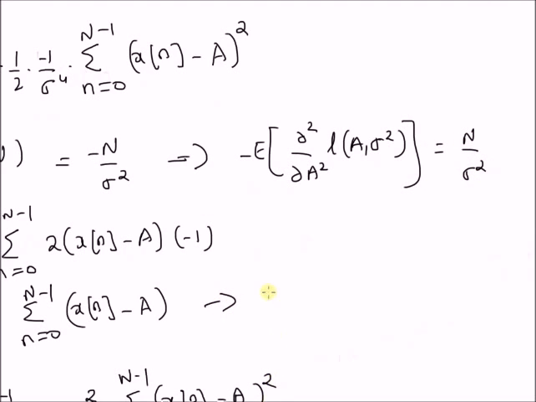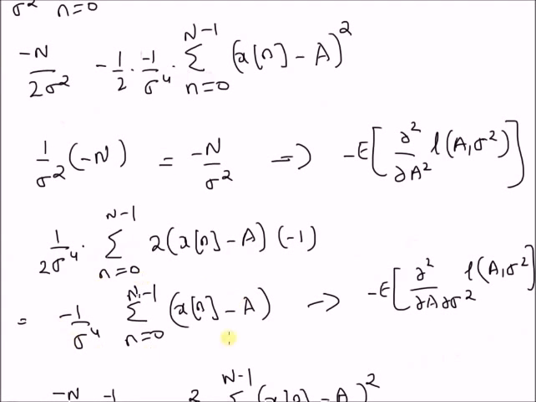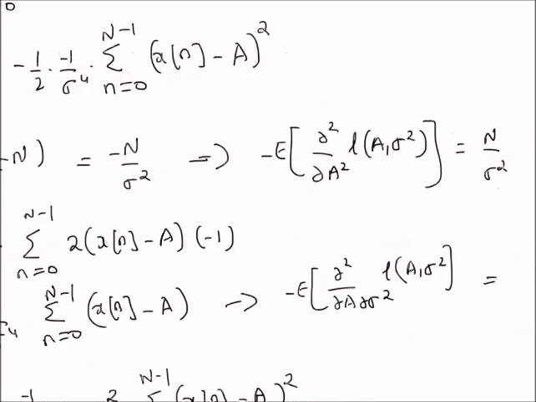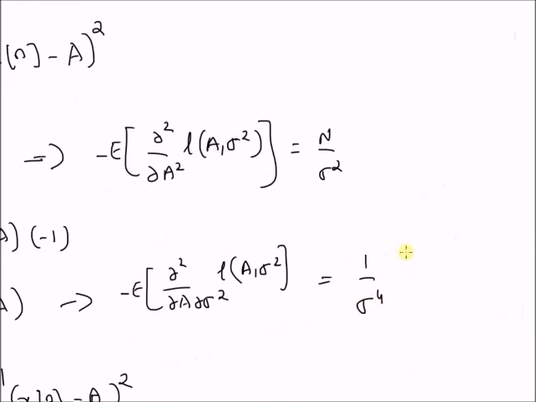And from this term, the negative expectation of the double derivative with respect to the parameters a and sigma square of the log likelihood function is equal to, since the term is minus 1 by sigma power 4 into the summation of the difference x of n minus a, 1 by sigma power 4 summation n equal to 0 to n minus 1 of the expectation of x of n minus a. And clearly this expectation is equal to 0 since the expectation of x of n is equal to a. So this is 0. That is, the off diagonal elements in the Fisher information matrix are 0.